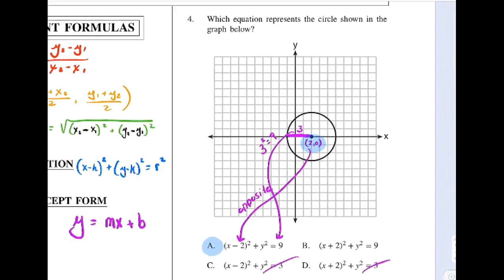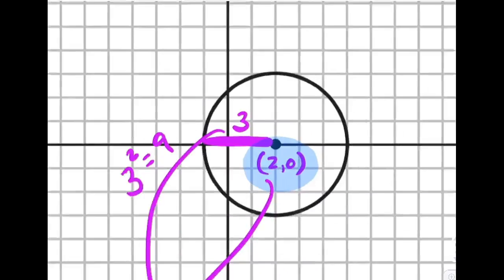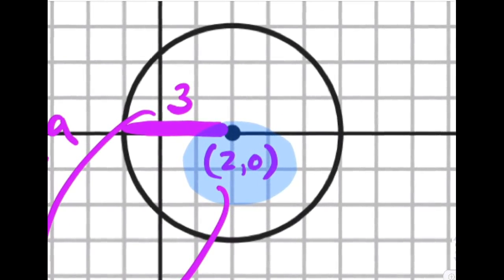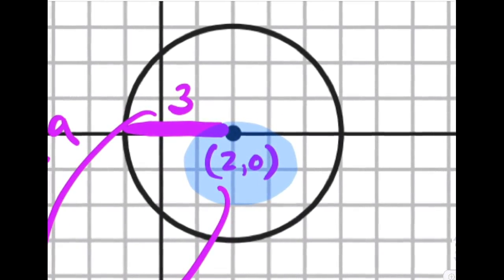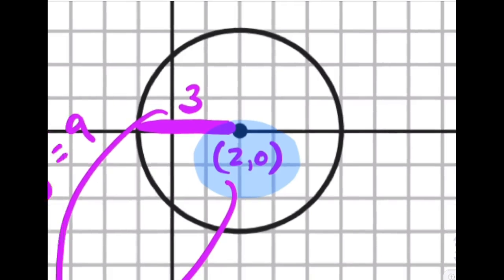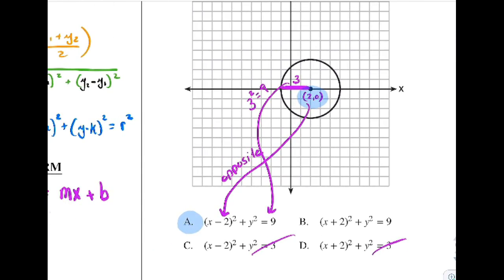Most classes got to see number 4, but just to recap on that, the center is at 2, 0. You can see that, and the radius you can count is 3. Once you know that, it's got to be choice A, because you need the opposite. If it's positive 2 graphed, then it's negative 2 in the formula. That eliminates these two. And the radius has to be squared, so if it's 3, it has to be 9 in the equation.